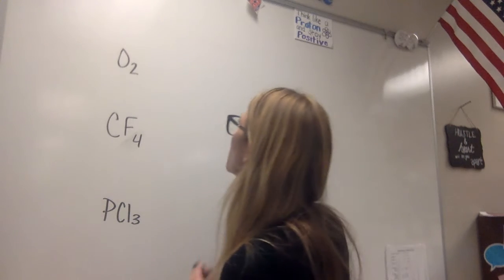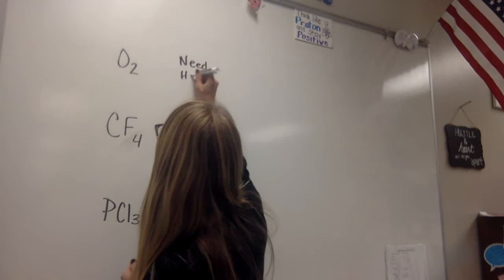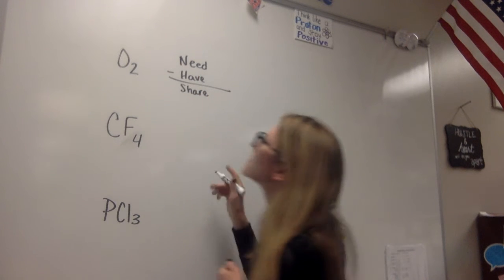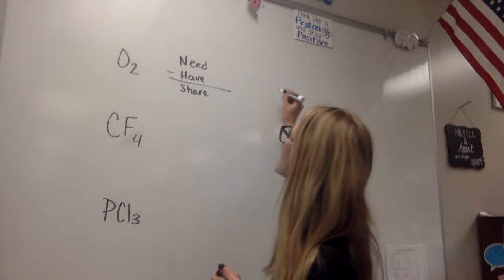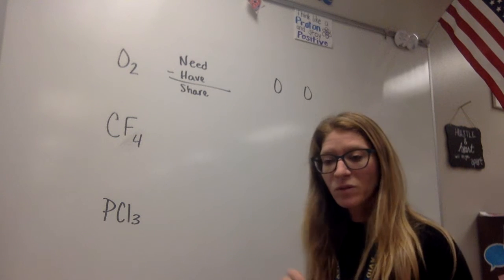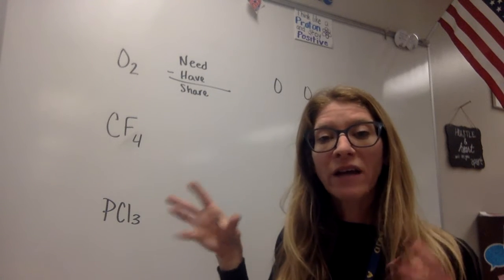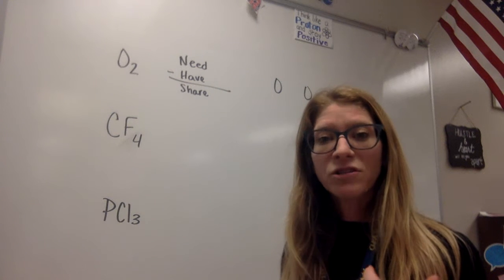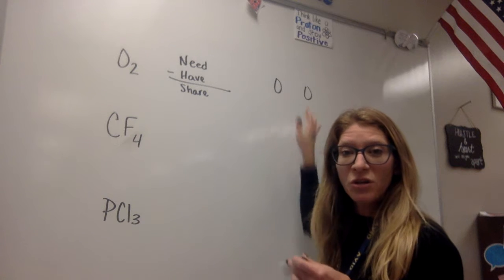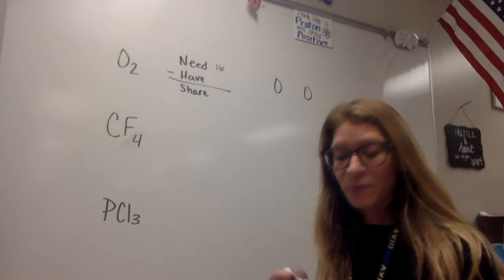So for O2, if we do our need, have, share. First we have to position our atoms. Since we only have 2 atoms, you are going to have oxygen side by side. And then we'll do our calculation. The need is how many electrons all atoms need to be stable. So oxygen needs 8 electrons to be stable, like a noble gas. Each oxygen would need 8 electrons, so total, we would need 16 electrons.